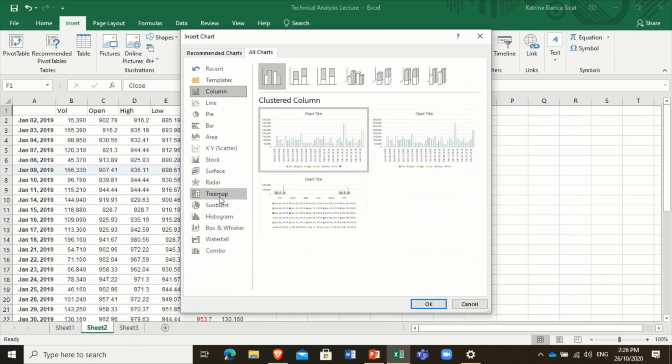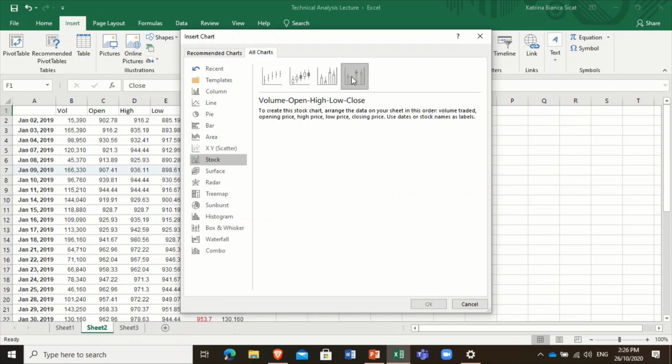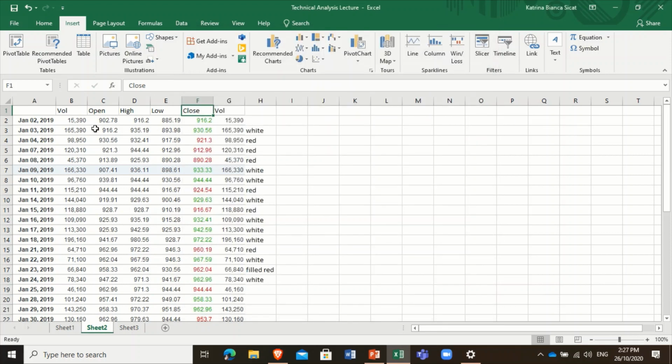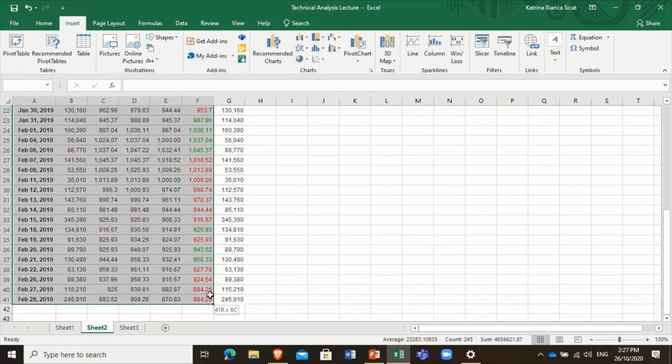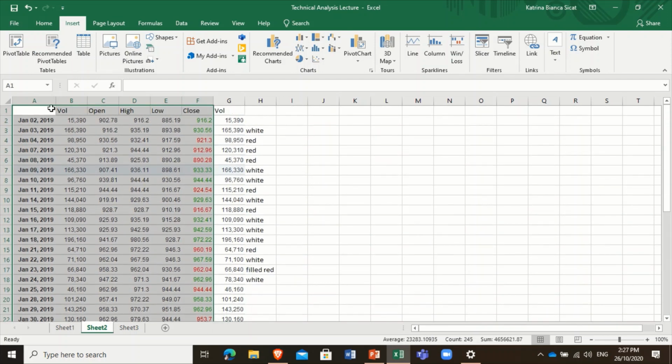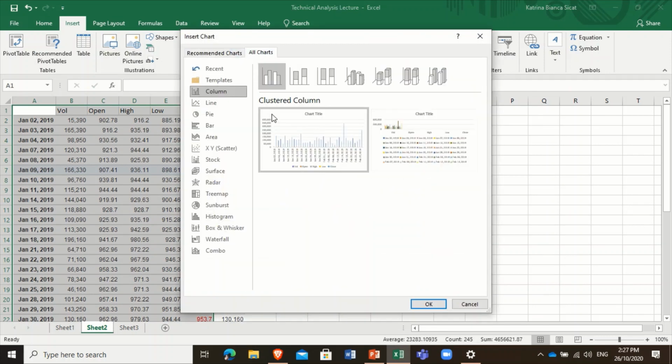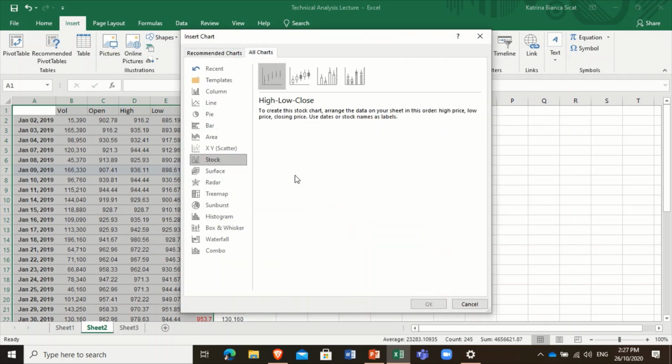So, meron tayo dito all charts, and then we have stock. So, according to the Excel pattern, you have to make sure that your column is arranged according to the volume, open, high, low, and close. So, in this case, inayos ko na siya. What we're going to do na lang is to highlight the cells na gusto mong gawan ng chart. Okay. Insert chart, all charts, and then stock.